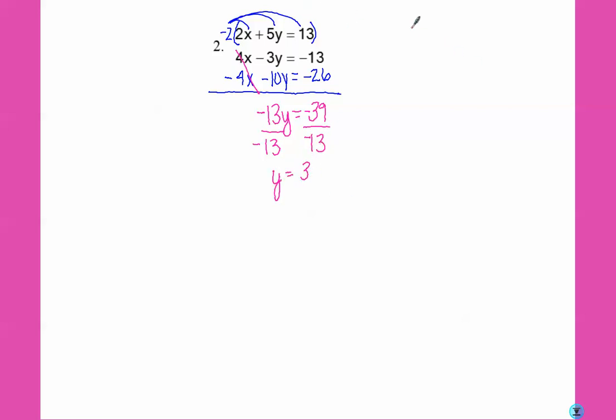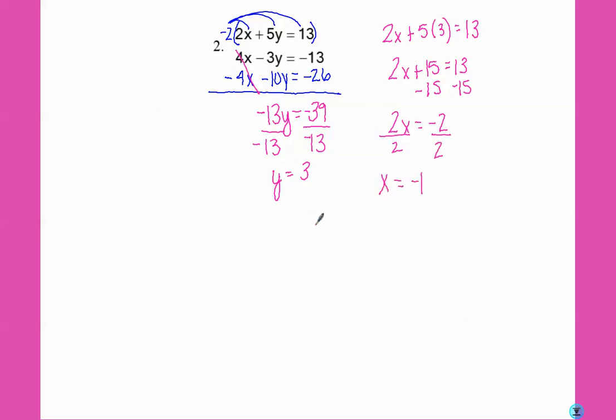Now we can plug it back in. 2x plus 5 times 3 equals 13. 5 times 3 is 15. Subtract 15 from both sides. 2x equals negative 2. Divide both sides by 2. x equals negative 1. So our solution is negative 1, 3.